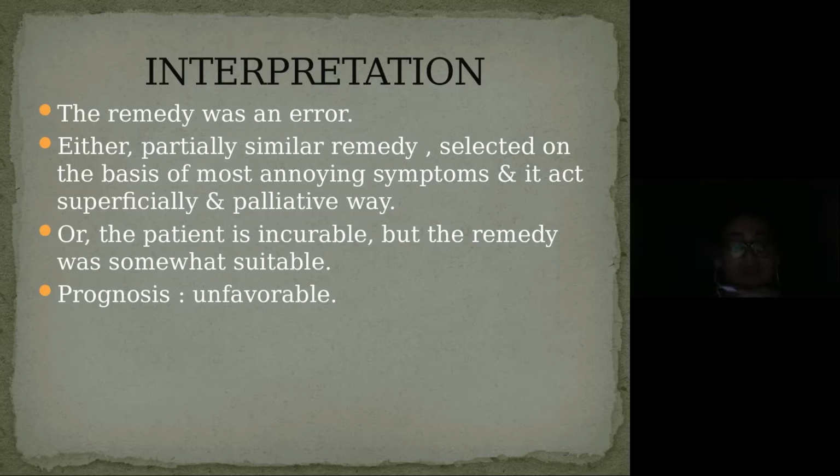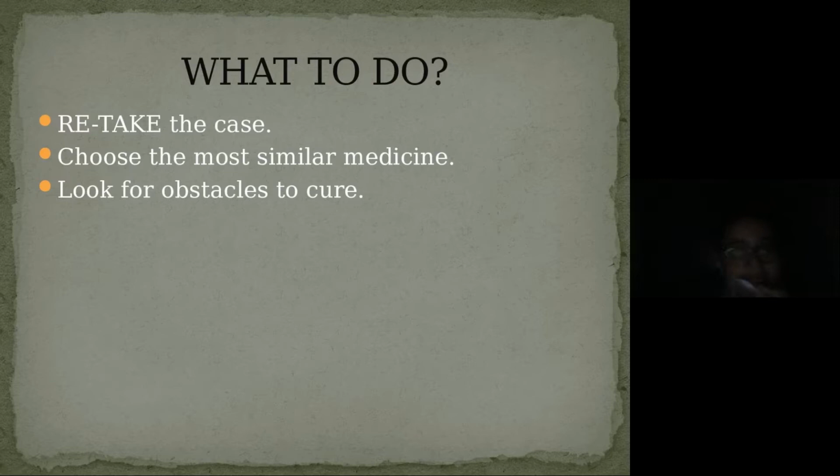So what should we do? First, we have to retake the case. We have to investigate whether there is a mistake from our side. So retake the case and then choose the most similar remedy based not only on the most annoying or most grievous symptoms, but also on the general mental symptoms, mental generals, physical generals, all those, and then choose the most similar remedy. And also look for obstacles to cure. There may be some obstacles which come in the way of recovery, so we have to also look for obstacles to cure.